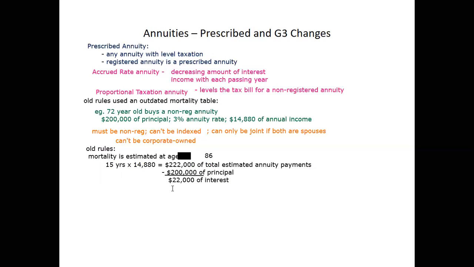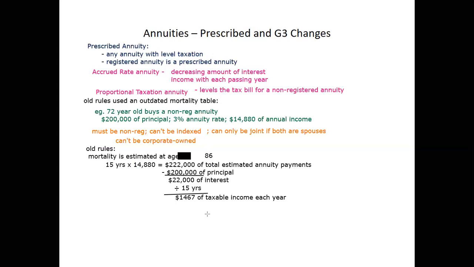Now we would say, all right, $22,000 divided by that 15 years. And every year you're going to have $1,467 of taxable interest income, instead of the roughly $3,500 that I used on the last page. Does that make sense?